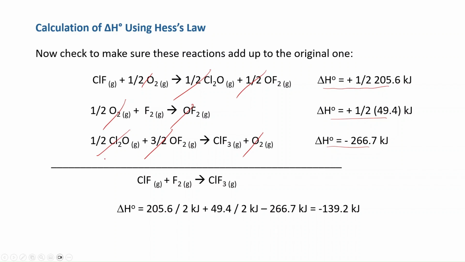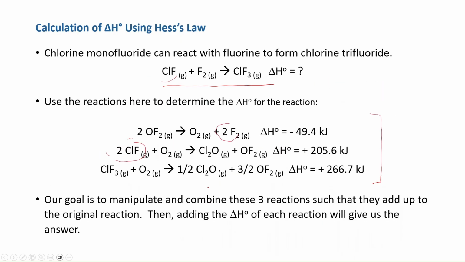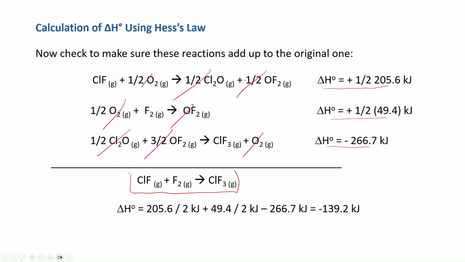So basically, when you cancel out things, look at this equation you come up with here and go back. You have the monofluoride plus fluorine gas to form the trifluoride. Go back to the original equation, monofluoride plus fluorine. You see, this equation is identical to what you got in here. If it's identical, it means you can add up these numbers, and that is the change in enthalpy. If they're not identical, it means you made a mistake someplace, so go back and double check.